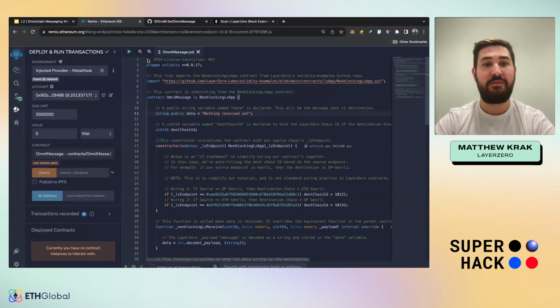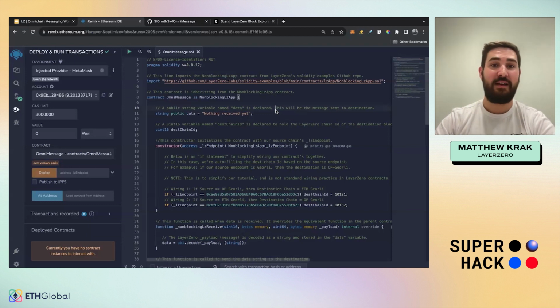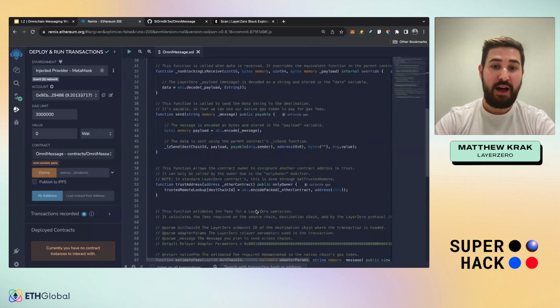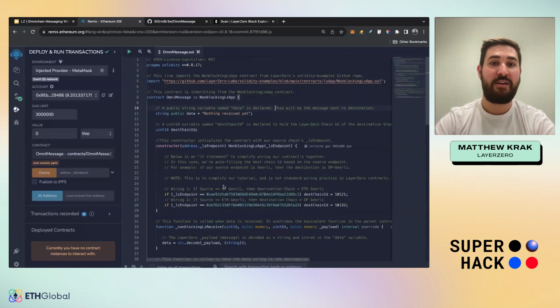This contract is relatively simple. All we're going to do is store a string on our source chain and then deliver that string to our destination, all using one transaction call. So again, I'm going to put this GitHub repo out here with a full tutorial that you can read through if you want to follow along by yourself. But really, here's how we're going to deploy this contract.